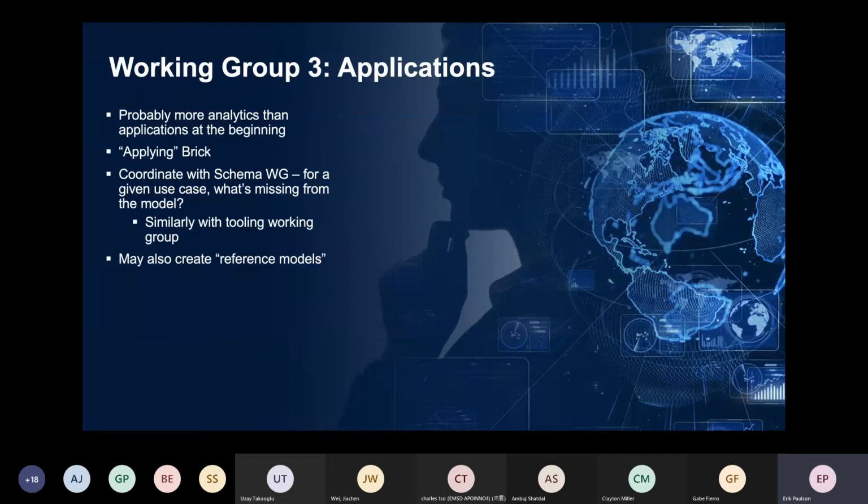But this is the folks that we want to think about how do you actually apply Brick. So we have this open source schema that you can apply to a building, and it can bring these third-party applications to it. Well, let's make sure that there are some third-party applications out there that can use this Brick data. This is actually really important for the schema working group because we need to be sure that we're always validating the Brick schema.